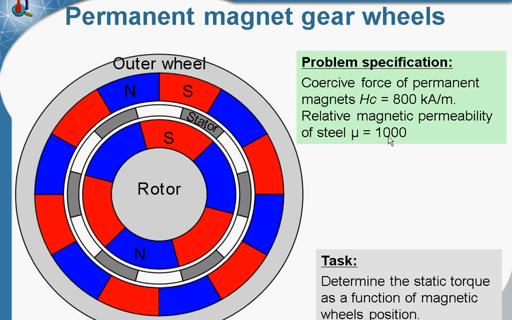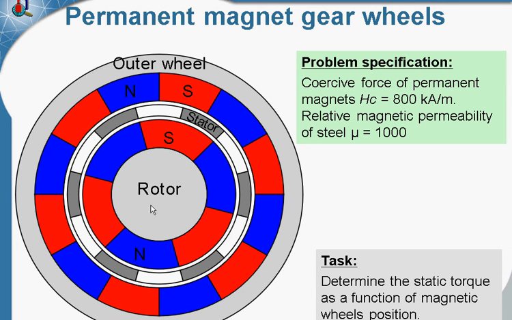The gearbox consists of two steel wheels with permanent magnets attached to them. The inner wheel we call rotor. Between the inner wheel and the outer wheel there is a steel stator. The stator is fixed, and in our setup the inner wheel is not rotating.